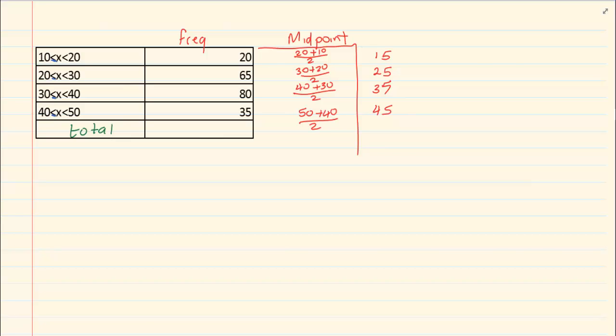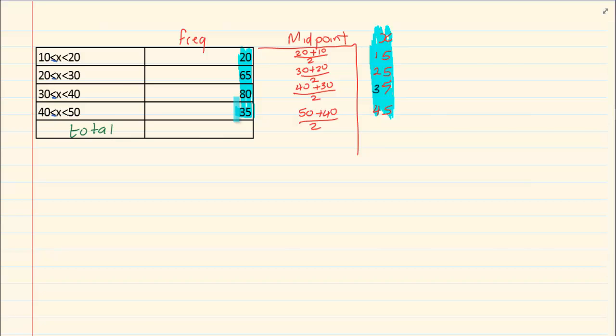Under X, we are going to put all these values. And under frequency, we're going to put these values. So now your calculator is already ready. You got X and you got frequency.